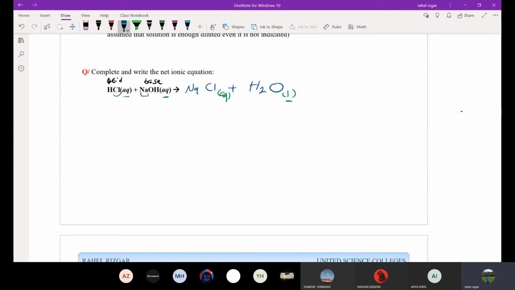When HCl is aqueous, then it will become H and Cl. But can an acid dissolve in water, become aqueous, and only produce H and Cl? No. HCl actually reacts with the water. It needs the water to become H3O and Cl. So for HCl, in order to become H3O and Cl, what did it need?